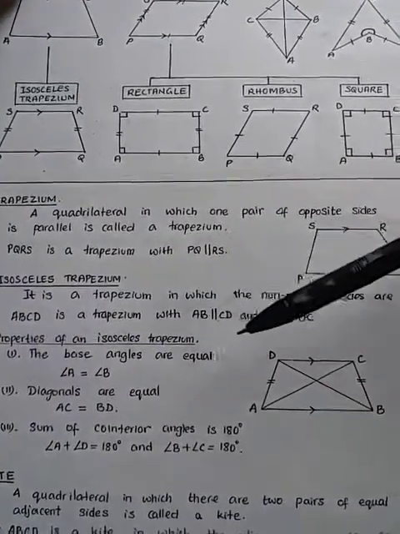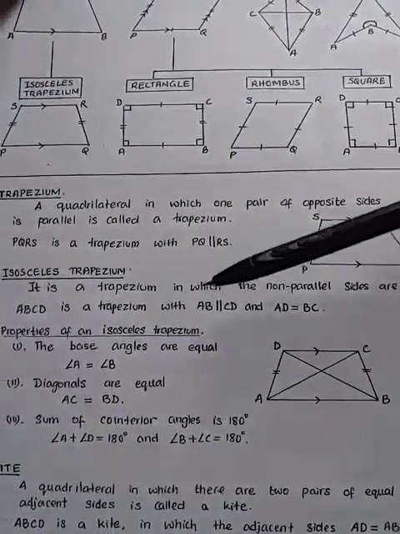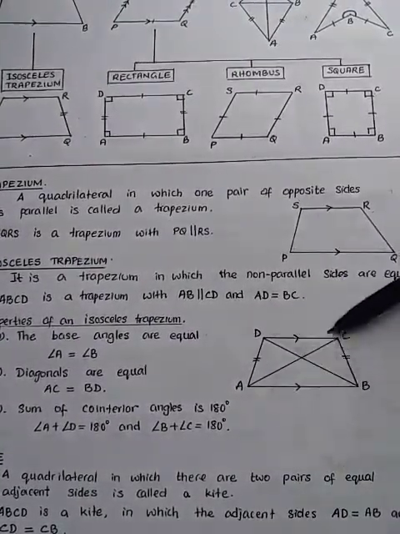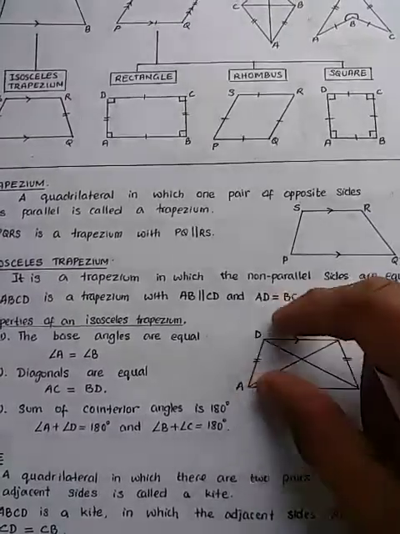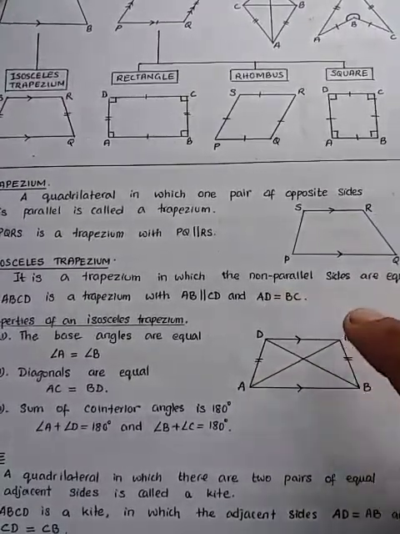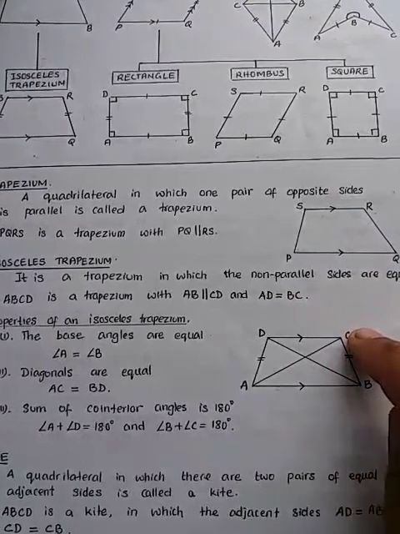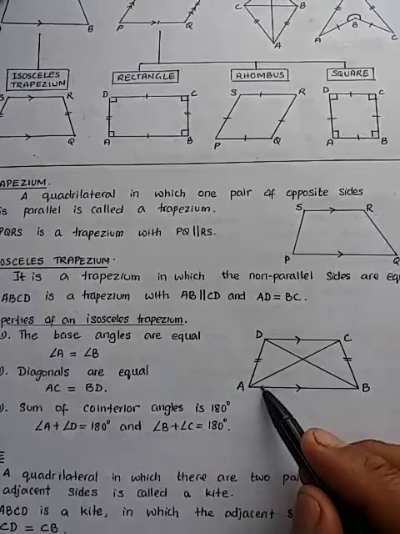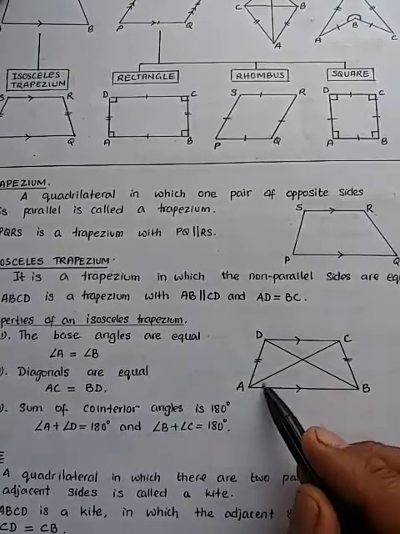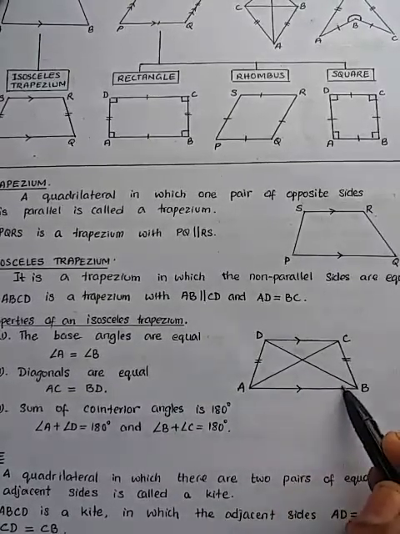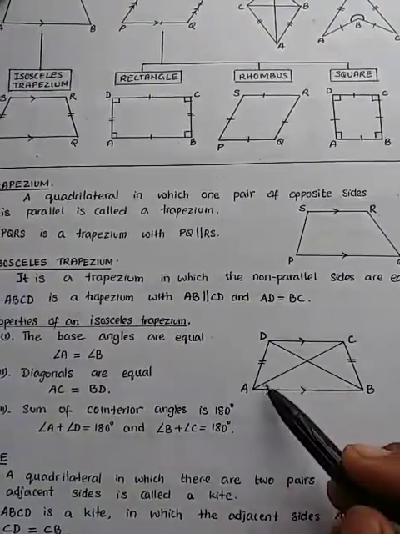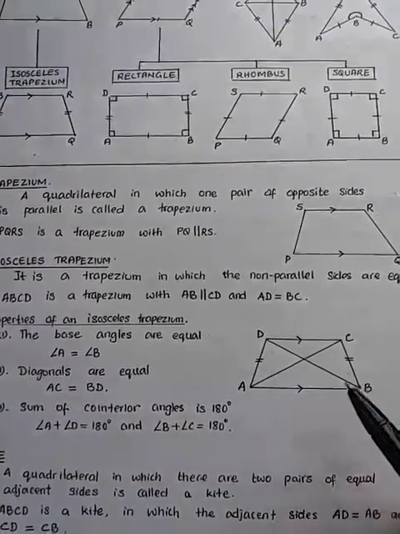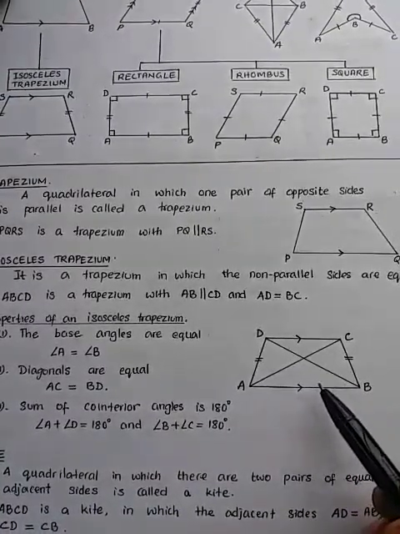Okay, so in an isosceles trapezium, from the definition we know that the two non-parallel sides are equal, and these two are parallel. Okay, so in an isosceles trapezium, the base angles are equal. It means that this angle A and this angle B are equal. These two angles are equal, and then diagonals are equal. So AC and BD are equal, and then the sum of the co-interior angles is 180 degrees.